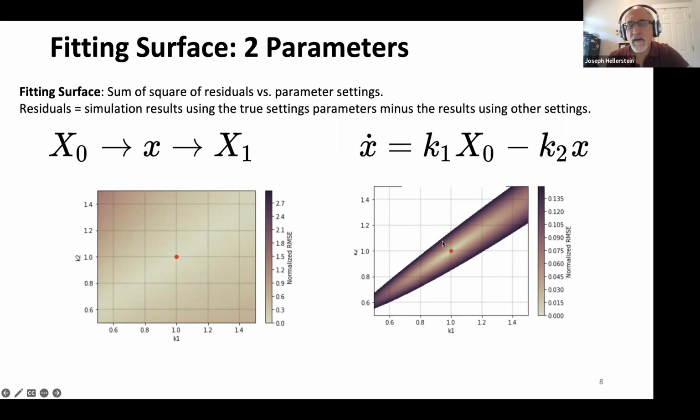That is, if I have an algorithm that somehow could read this color, and it just basically moved away from the dark areas, going to the lighter areas, I would probably end up right around that red dot, which is the true value. That's where I want to be. This is an example of what's called a convex fitting surface. And of course, the algorithm wouldn't read the color. What it would do is look at the RMSE values. These are large, and so it'd start moving this way, and then say, gee, this is smaller and smaller, and eventually end up with the red dot.